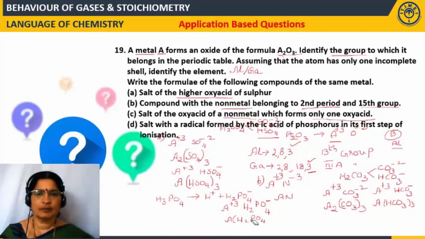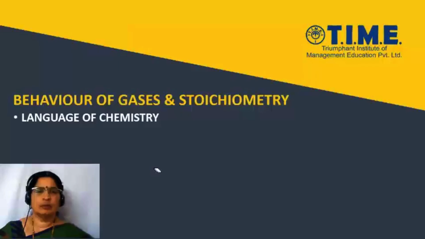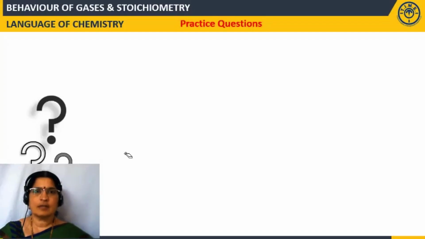H2PO4 thrice. Right. This is the way you need to write the formulae. So all the probable formulae if we write, you will get some practice of writing the formulae. Now that we have finished application based questions also, you must be having some strong hold over the concepts. So now let's see a couple of practice questions.